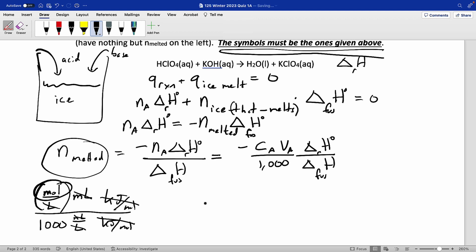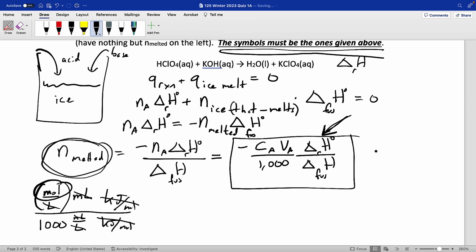Before we plug the numbers in, let's see if this makes sense conceptually. Okay, we're looking for how much ice melts. According to our formula here, this would be our final answer. Notice we're saying that if you've got a bigger heat of reaction, right, if the acid and base give off a lot of heat that's on top, that means you're going to melt a lot of ice. Okay, that makes sense. On the other hand, if it takes a lot of heat to melt the ice per mole, the bigger that number is, the less ice is going to melt. Okay, that makes sense too, right? So the bigger this number, the smaller the N melted, right?